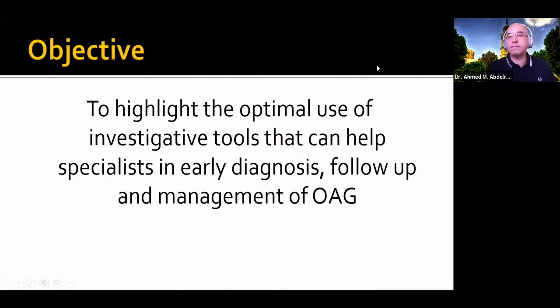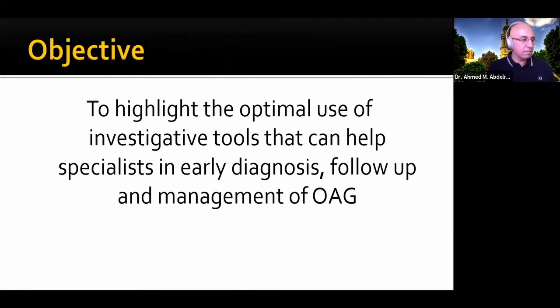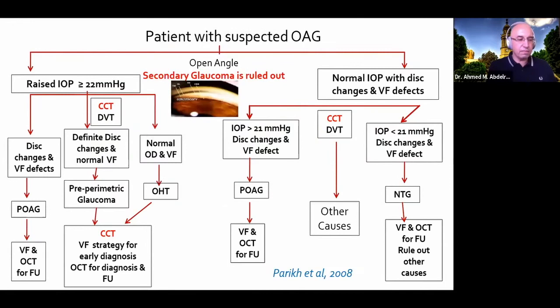The objective of my talk is to highlight the optimal use of investigative tools that can be used to diagnose early glaucoma and help in follow-up and management of open-angle glaucoma. If we look at this scheme, we have a general scheme when we diagnose open-angle glaucoma by gonioscopy. Either we have a raised IOP, and we should always measure the central corneal thickness in all conditions.